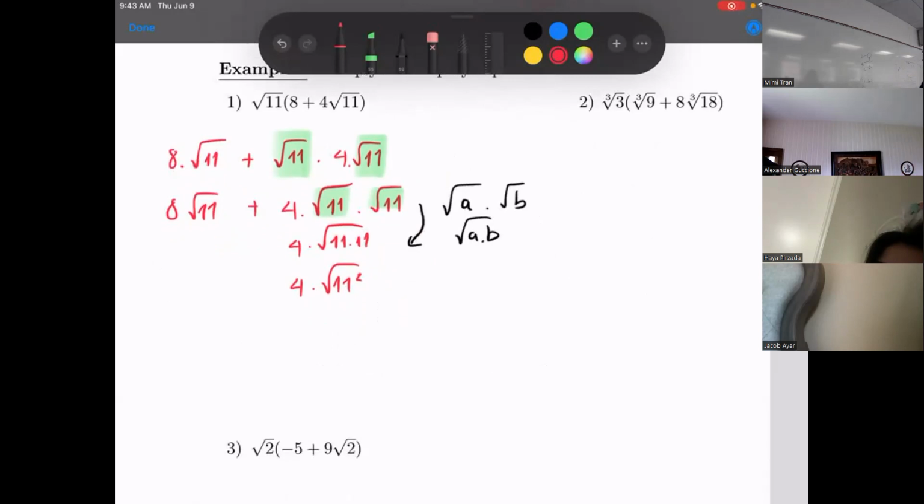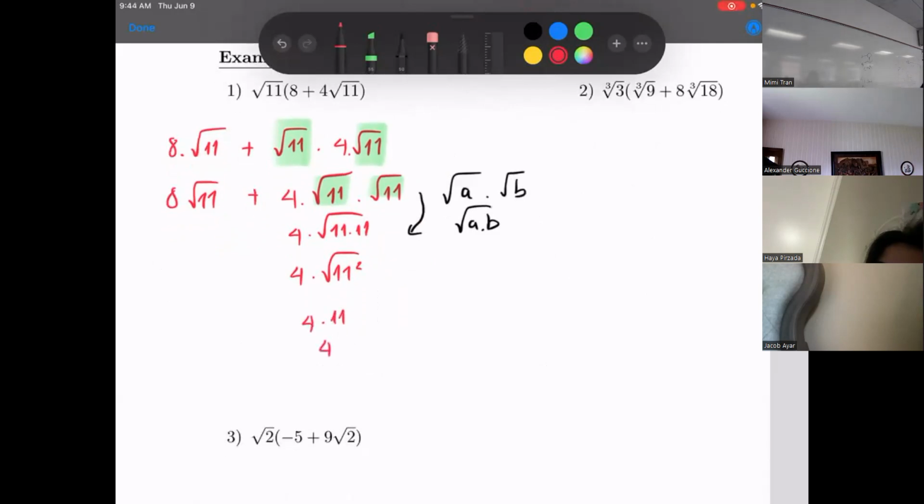All right. So, what is square root of 11 squared? 11, right? So 4 times 11, which is 44. And bring that thing down. Bring this one down, which is 8.